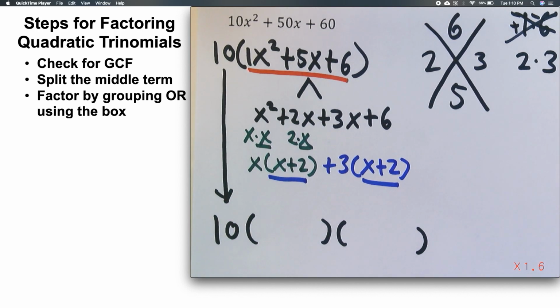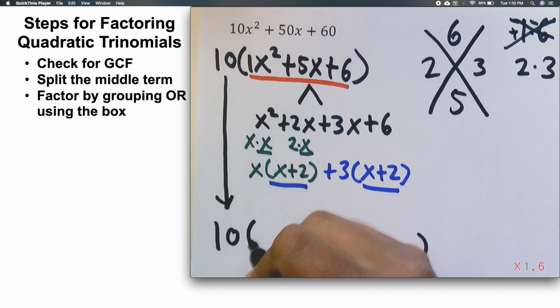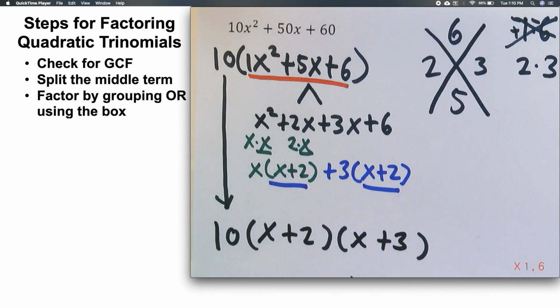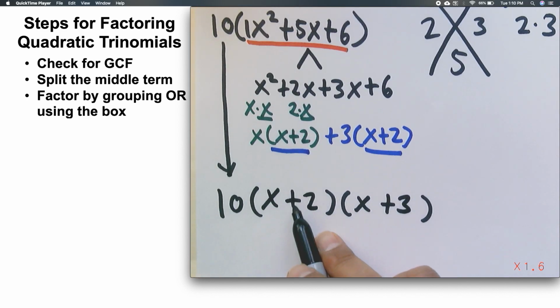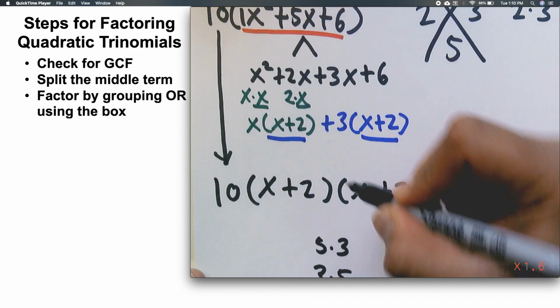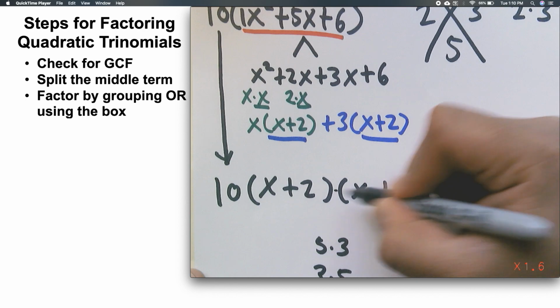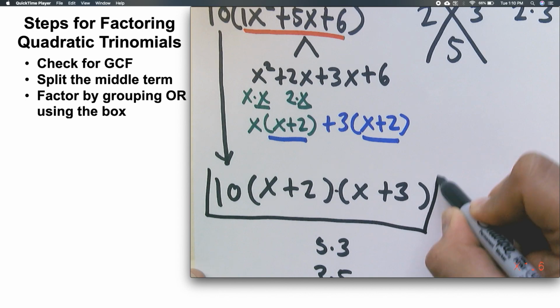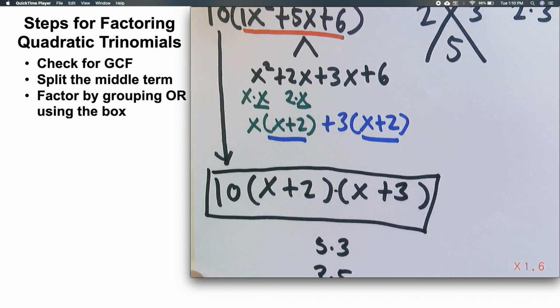All right, and now I'm actually done. So I'm going to pull out the x plus 2's out front, and x plus 3 over here. And just a quick comment, if you put x plus 3 on this side and x plus 2 on this side, it's still the same thing. Multiplication is commutative, so like 5 times 3 is the same thing as 3 times 5. So when I'm multiplying these two things together, I can flip-flop them if I wanted to. Okay? And just make sure you box that 10 also, because you pulled that out at the very start.